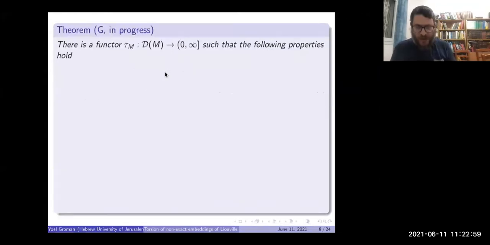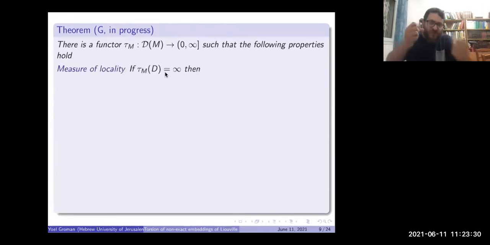So now I can state my result, which of course is a result in progress, so hopefully nobody will refute it during this talk, but I think it's correct. The claim is there's a functor which goes from this category of Liouville embeddings to the category of real numbers, which basically means that it's monotone with respect to these embeddings, such that the following properties hold. First, this is just a function. It's a number assigned to a Liouville embedding.